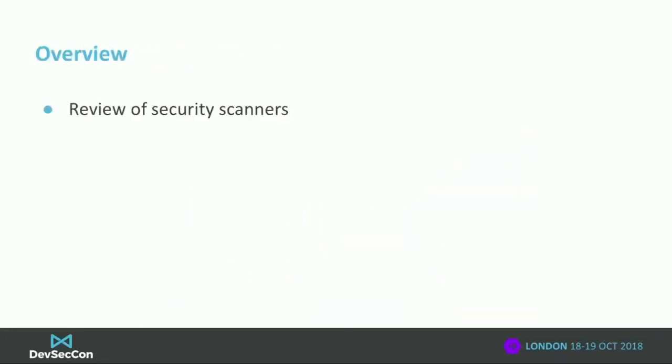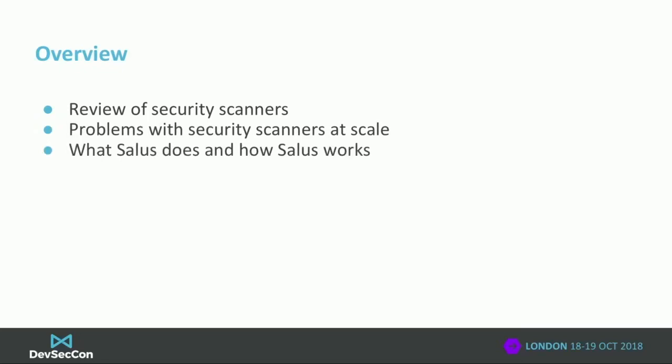So, a quick review of scanners. I think a lot of you already know how security scanners work and know many different types, and I've learned about some during this conference, which is great. But I will quickly review security scanners and what I expect out of them input-output wise, some problems you might have when you're trying to deploy them at scale, and then we'll talk about what Salus does and how it solves this very problem.